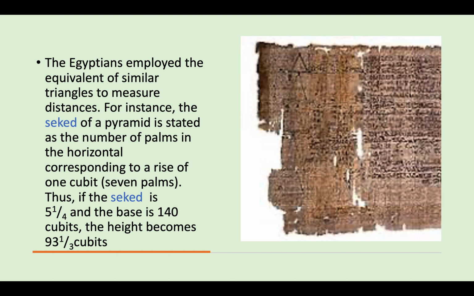The Egyptians employed the equivalent of similar triangles to measure distances. For instance, the seked of a pyramid is stated as the number of palms in the horizontal corresponding to a rise of 1 cubit, 7 palms. Thus, if the seked is 5 1/4 and the base is 140 cubits, the height becomes 93 1/3 cubits.